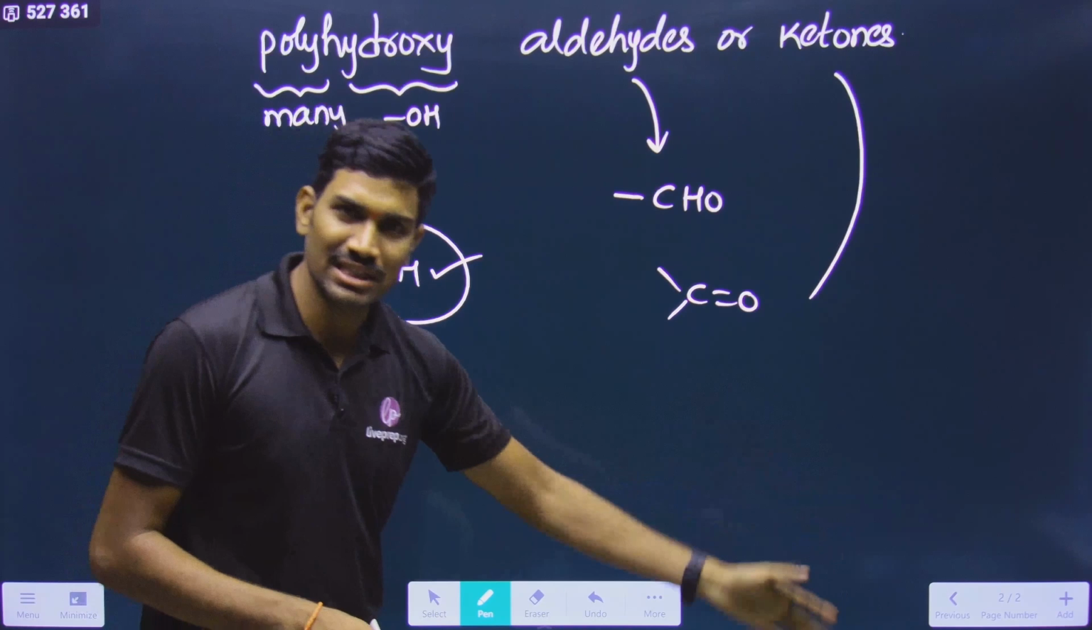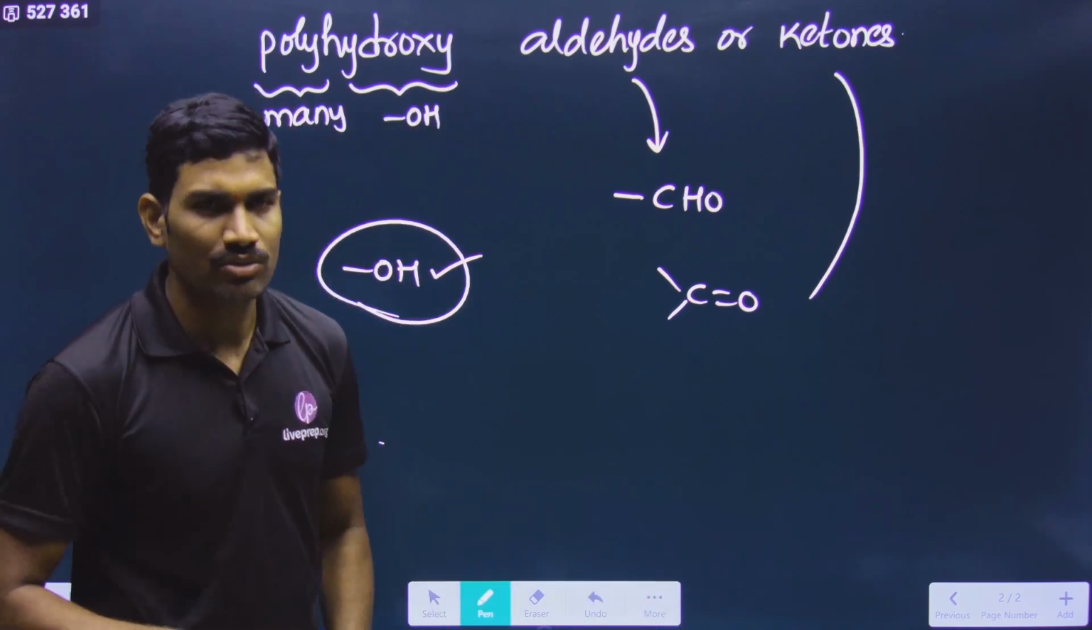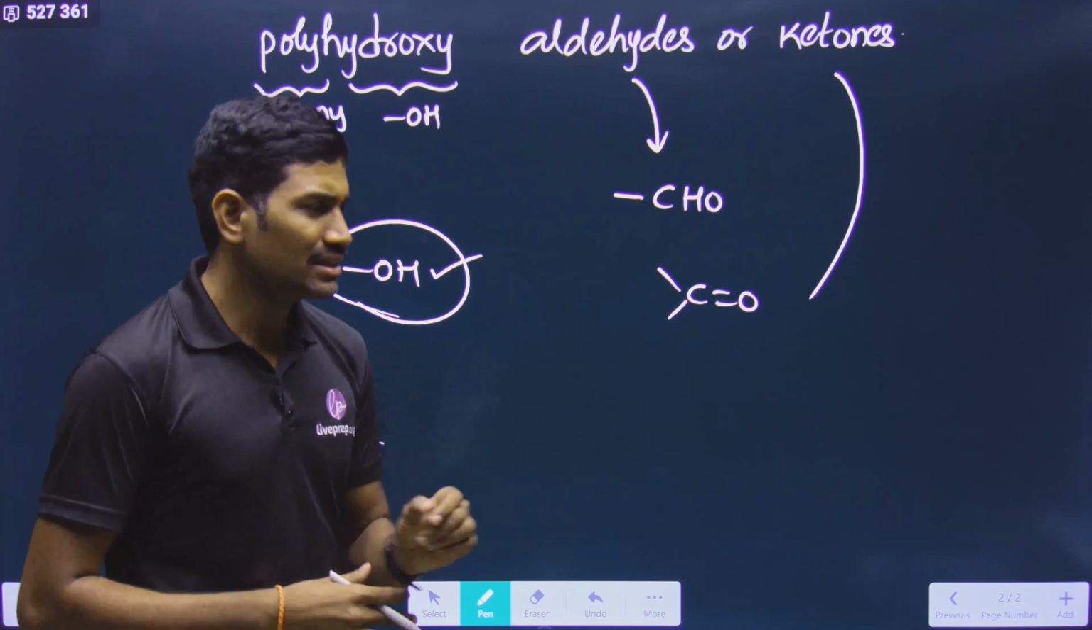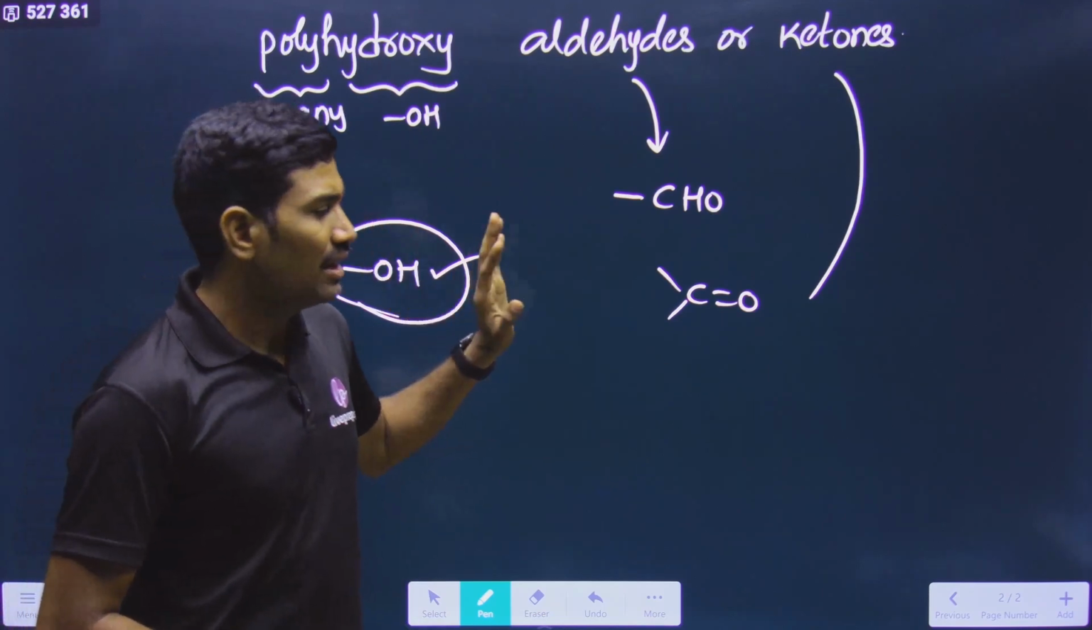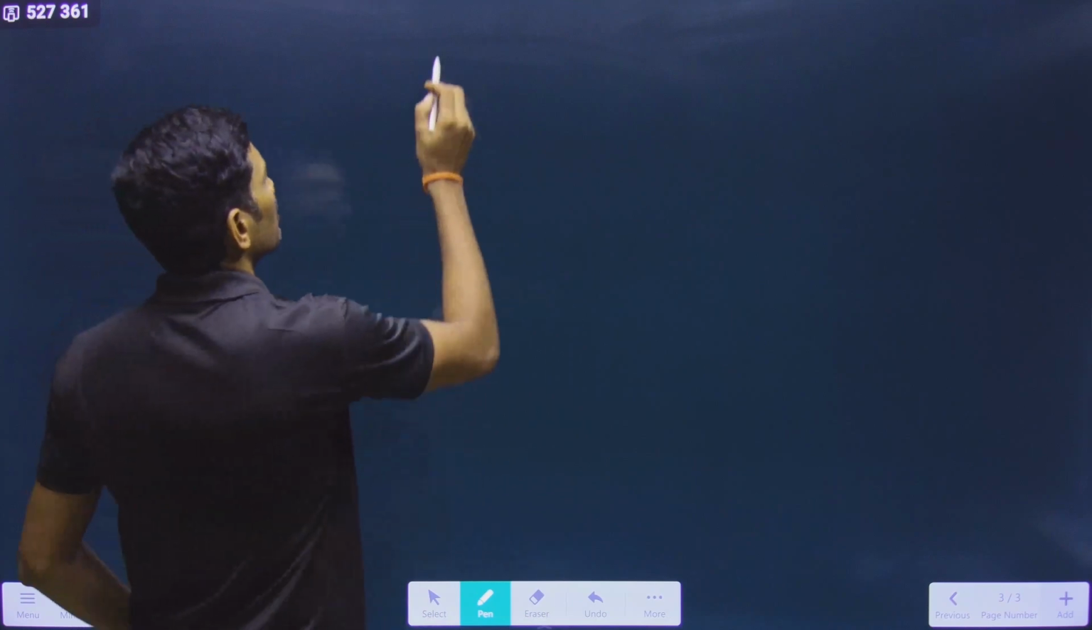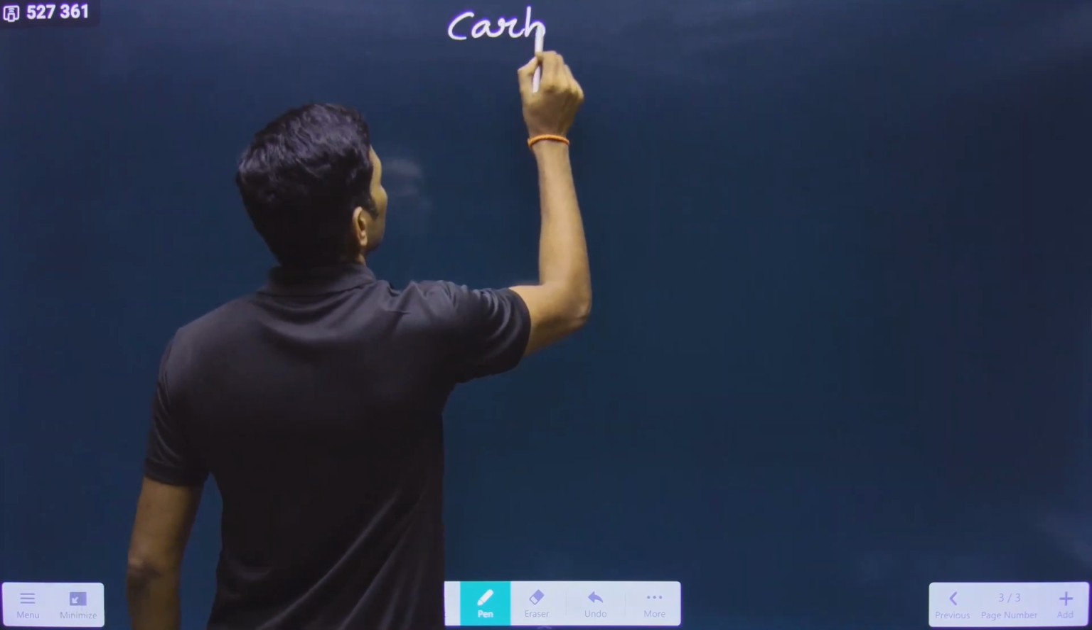Slowly we will go through the structures also, so you don't need to worry about this. Some important structures, not all, only some important things that I am discussing here. Okay. And in this way, we are talking about these carbohydrates. Before directly going into the structures, first we will see the classification.